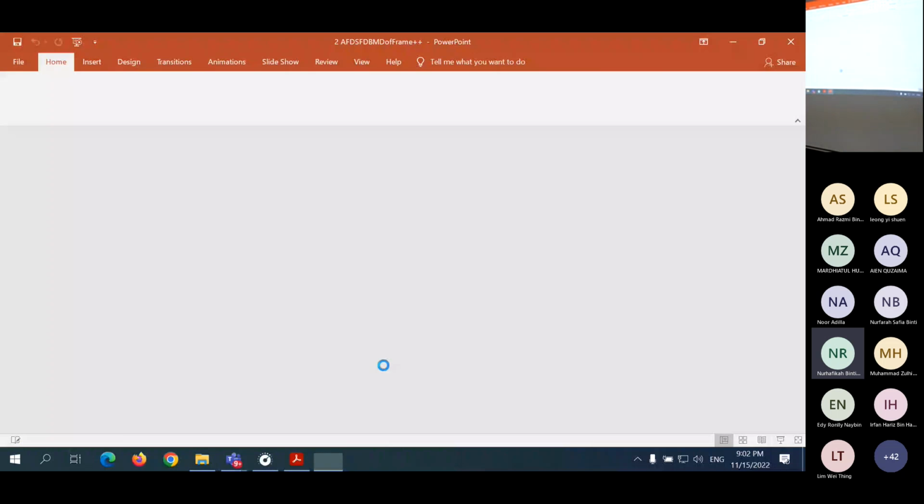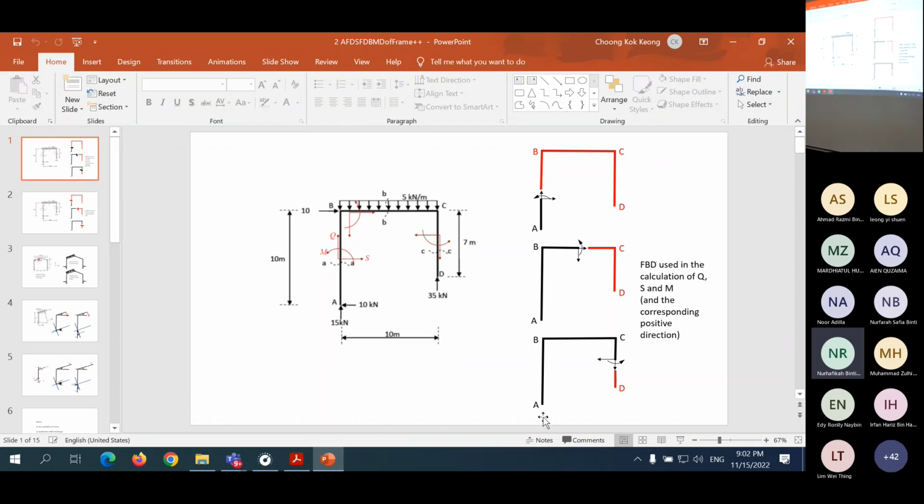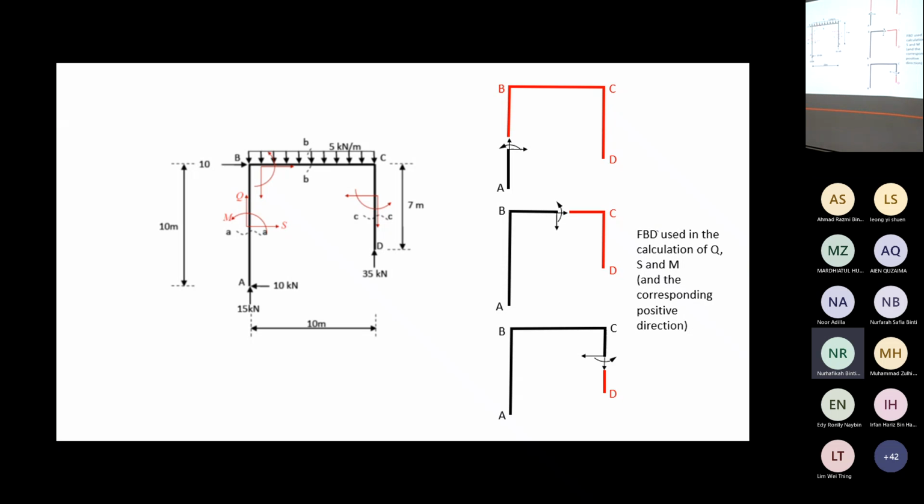I will make use of this to explain how to draw this. Now here I show you again the same example. This one is not in your notes. After the class I will upload it on e-learning so that you can have it. You pay attention first.